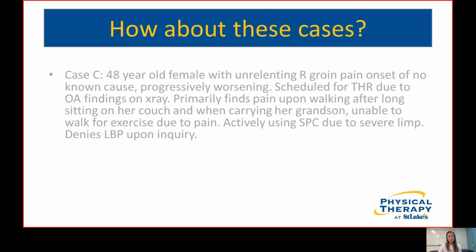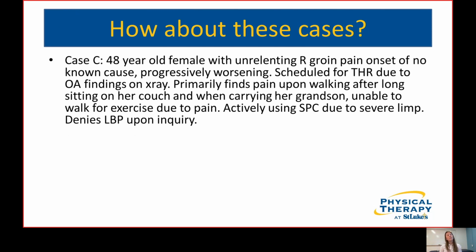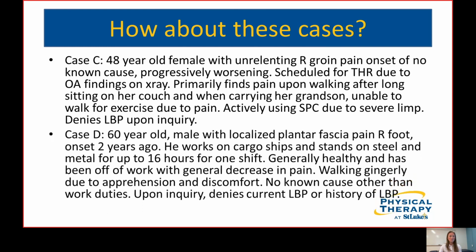So how about this? You have a 48-year-old female who has this unrelenting right groin pain. She saw her doctor because it's getting worse, and he took a few x-rays and said, you have osteoarthritis in that hip. We've got to replace it. Go to PT and strengthen for a couple weeks. She notices her pain worsens after she's been sitting on the couch and she gets up. She can't really walk for exercise like she had been because she's limping so badly and has so much pain. She can't pick up her grandson. She's using a cane. She's a mess. If you ask her about back pain, she says, I don't have any. Okay, so there's one case. Again, it might look familiar.